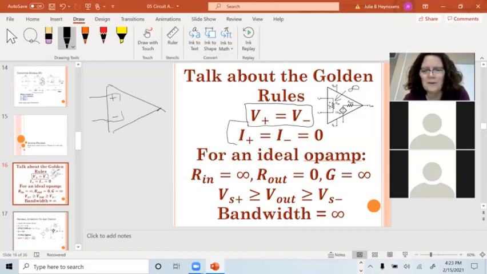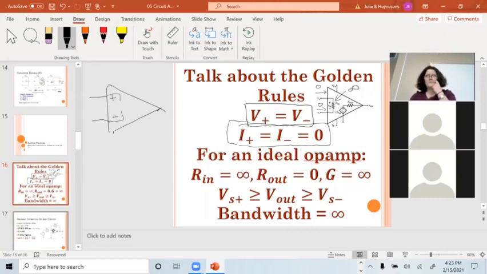The other thing is, since this resistance is so big, if I drove a current into it, I would have a huge voltage drop pretty quickly. So there's almost no current going into either one of those terminals. The current going into the plus terminal is 0. The current going into the minus terminal is also 0. In reality, that current may be picoamps. It may be nanoamps. It just depends upon how good of an op-amp you have and what you need for your application.